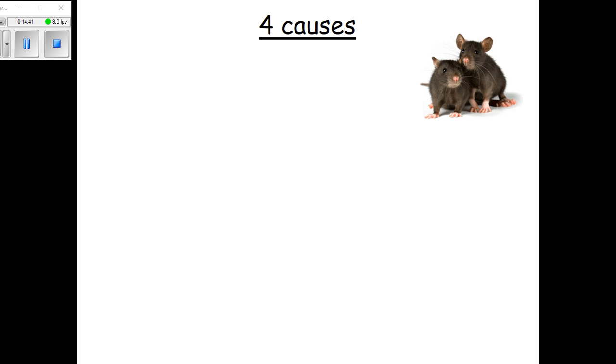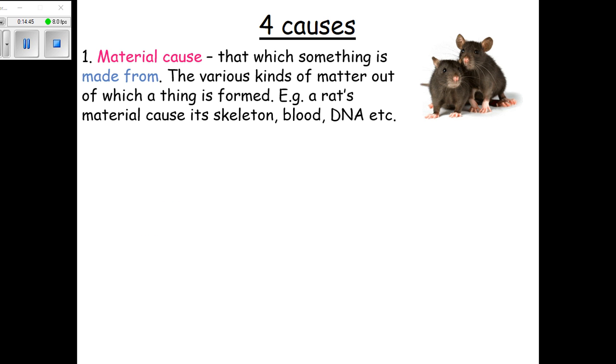So there are four causes. So first of all, Aristotle says we have the material cause. That's something that the rat is actually made from. So various kinds of matter out of which it's formed, for example, skeleton, blood, DNA. It would be carbon, wouldn't it, if you were a biologist?